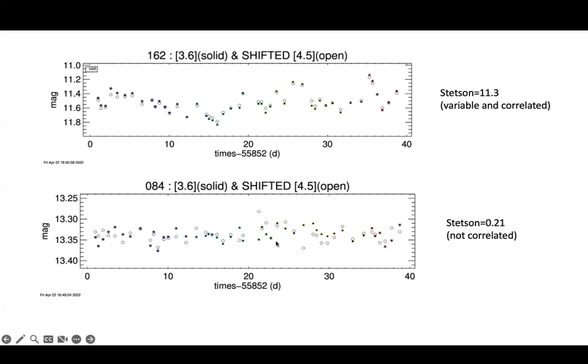Here, though, same notation. Here we've got 3.6 going down, but 4.5 doesn't go down. Here we've got 4.5 going up, and 3.6 has gone down. Here too. So here Stetson is 0.21, not correlated.